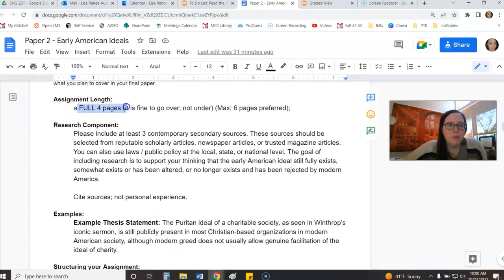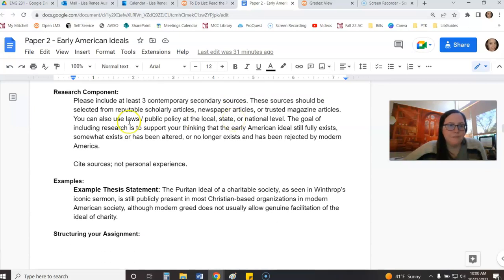I'm looking for 4 full pages. You can write more than that. Ideally, you won't write much over 6 pages just because the scope of this assignment doesn't warrant it. I would like you to use 3 contemporary secondary sources. Again, these will be helpful when you are answering the part of the question that says, does modern America accept or reject, maybe, something in between, the ideal that you've identified.